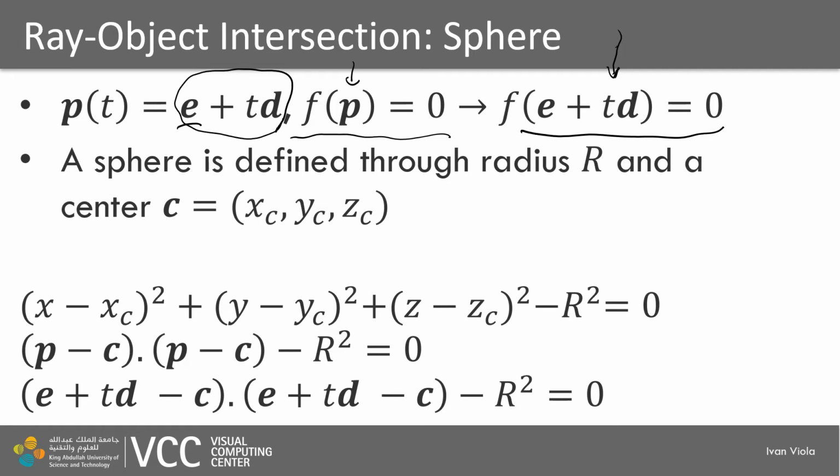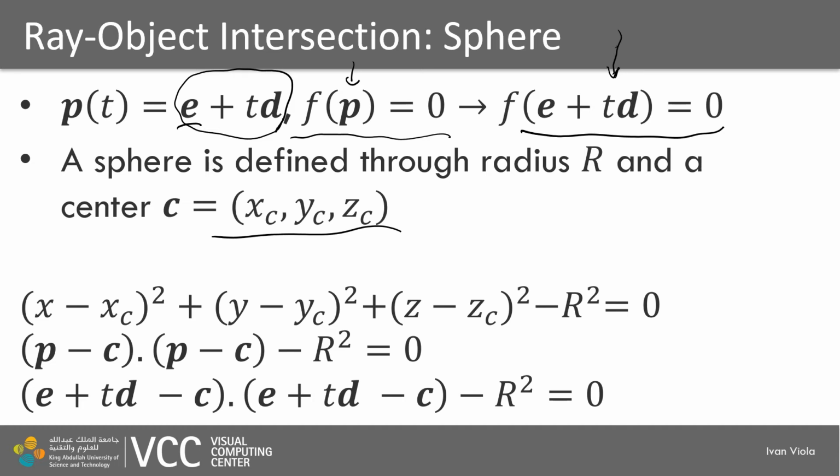And once we find a particular t value, then we will find the intersection of the ray or of the line with that object. So let's have a look at the example of the sphere. The sphere is defined through a radius and a sphere center. The sphere center has the coordinates xc, yc, and zc.